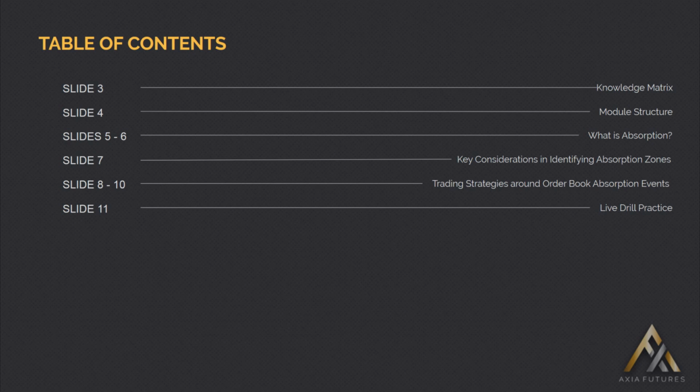Slide 7, we look at key considerations in identifying absorption zones. And then from slide 8 to 10, we look at trading strategies around order book absorption events, which always makes it exciting when we start having to deploy the right trading strategies when we observe absorption patterns. And then slide 11, we have the live drill practice to consolidate your learning at the end of this module.